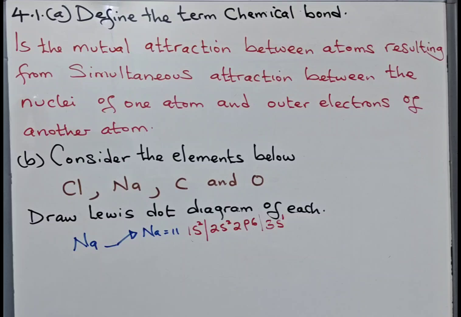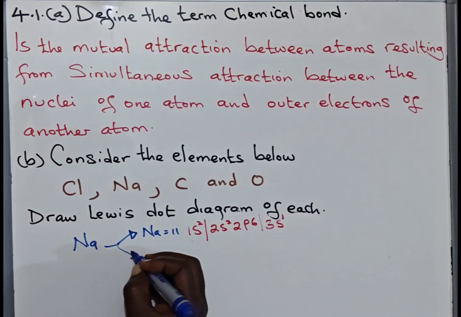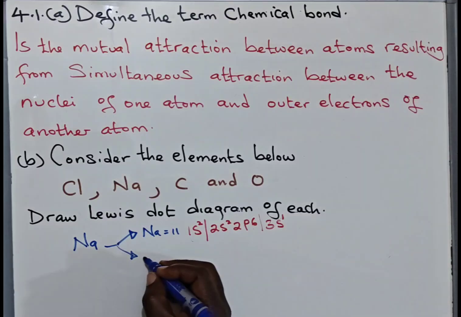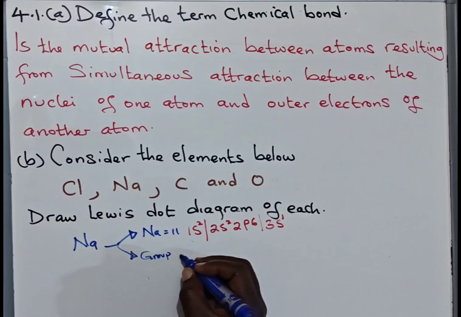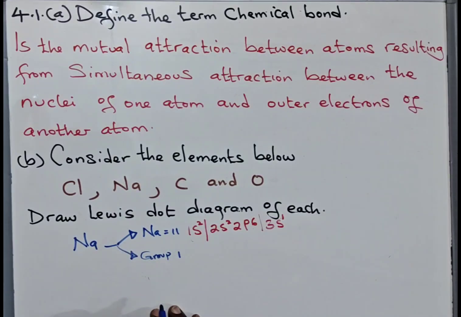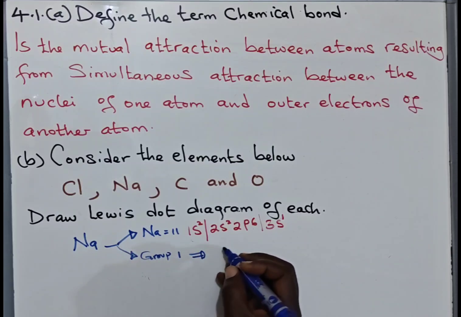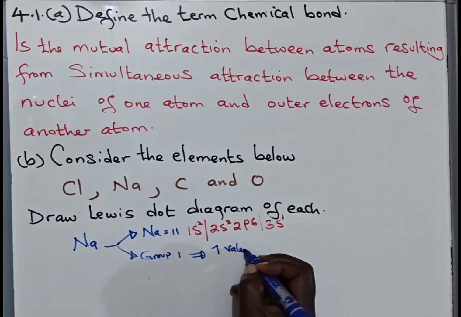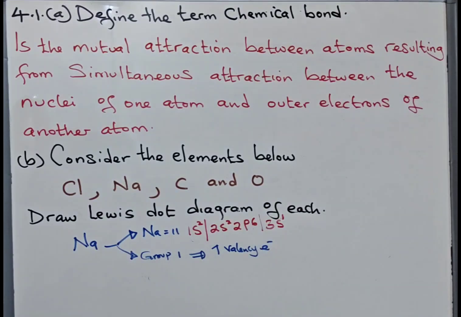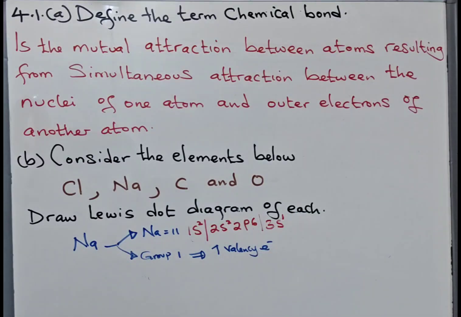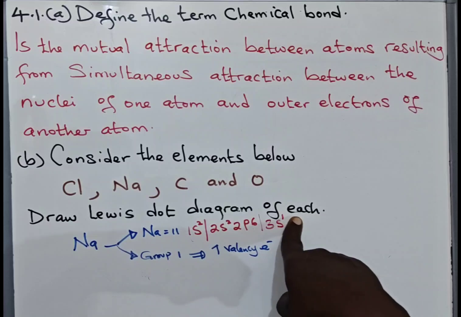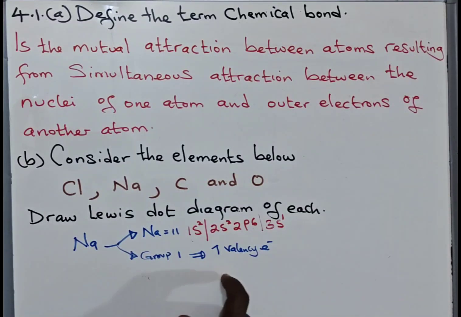Then we come to the other approach. The other approach, we look at the group number. So sodium belongs to group 1, and group 1 has 1 valence electron. And so the two give us the same. So either way, if you are using the electron configuration or the group number, what you have is 1 valence electron to distribute.